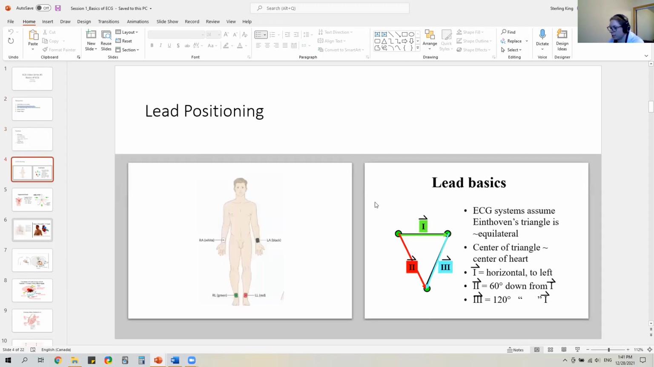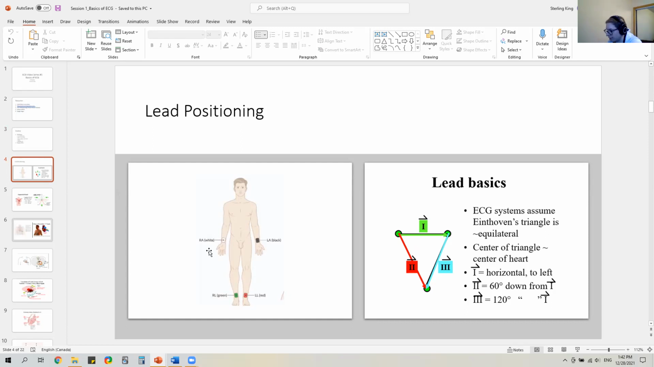So lead positioning. When we put the leads on the body, there are two types of leads: limb leads and precordial or chest leads. We're going to start with limb leads, so arms and legs. You can put leads on the arms and on the legs, self-explanatory. Essentially, when the heart depolarizes, or sends an electrical charge through it to contract the muscle, we can read that charge by having those electrical sensors on the limbs.